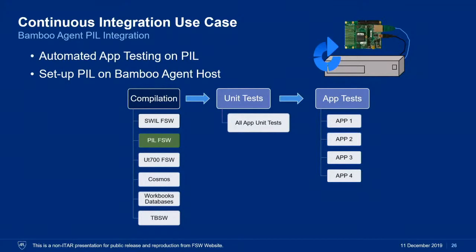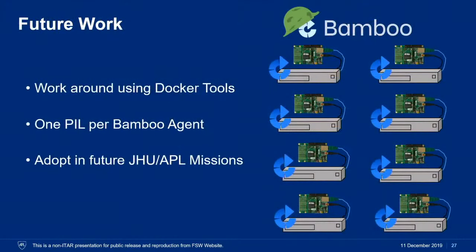In the future, what we would want to do is grab a bunch of those and create a Bamboo army, where we just have Bamboo agents everywhere with a Pill plugged into them, running tests every single time some sort of software change is made. We already do this with Swirl, but we would be increasing our fidelity with Pill. We also want to make sure we work around some of the Docker tools, which I can talk to you about if you approach me, because I'm running out of time. I have one minute. We hope that other missions start adopting the technology as well.